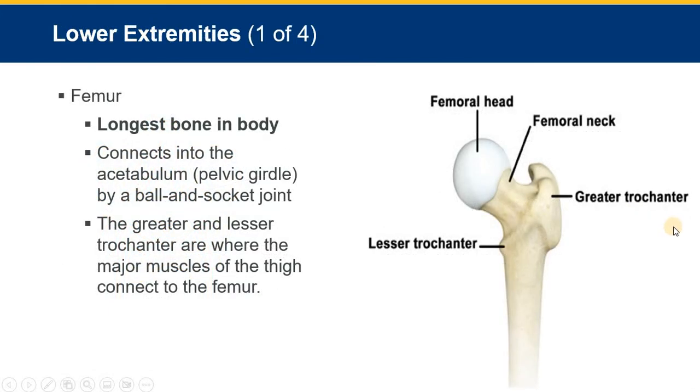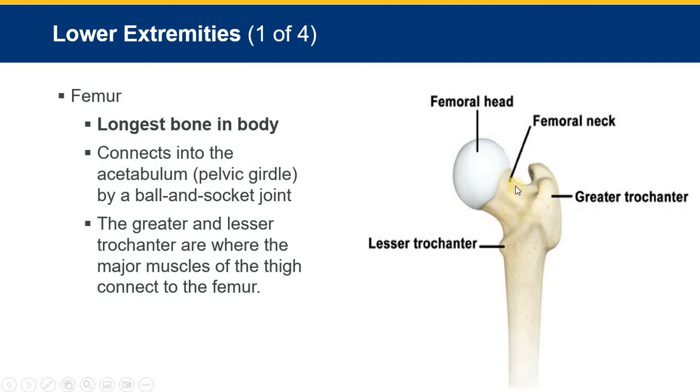So the femur is the longest bone in the body. It is your long bones here. There's several parts to it that your book has. Like I said, there are these little outpouchings of the bone here called the lesser and greater trochanters. Those are where muscles attach, basically.